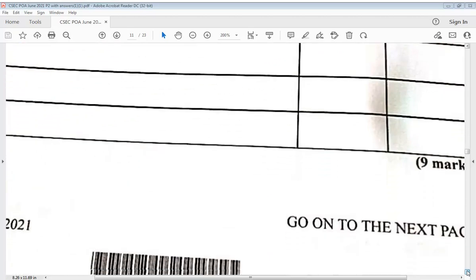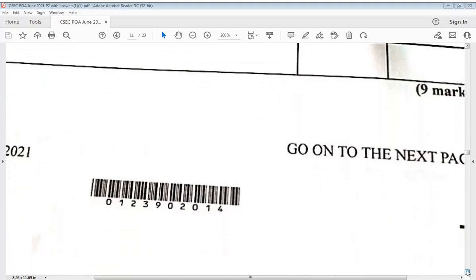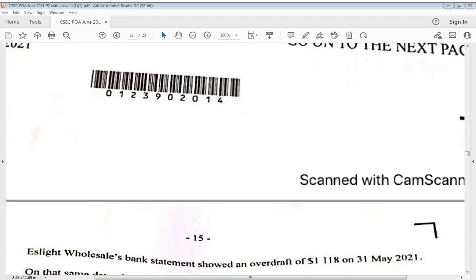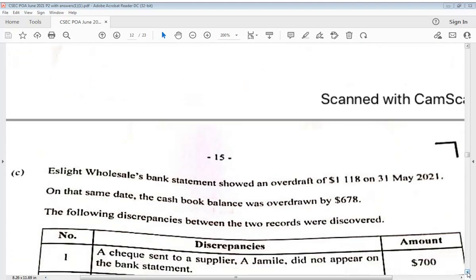Let's move on now and see what else they ask us to do. Let's move on to the C part of question 3. Here it says, S-Light Wholesale's bank statement showed an overdraft of $1,118 on the 31st of May 2021. So once we hear bank statement overdraft, what does that give you an idea that we're going to do? A bank reconciliation statement.